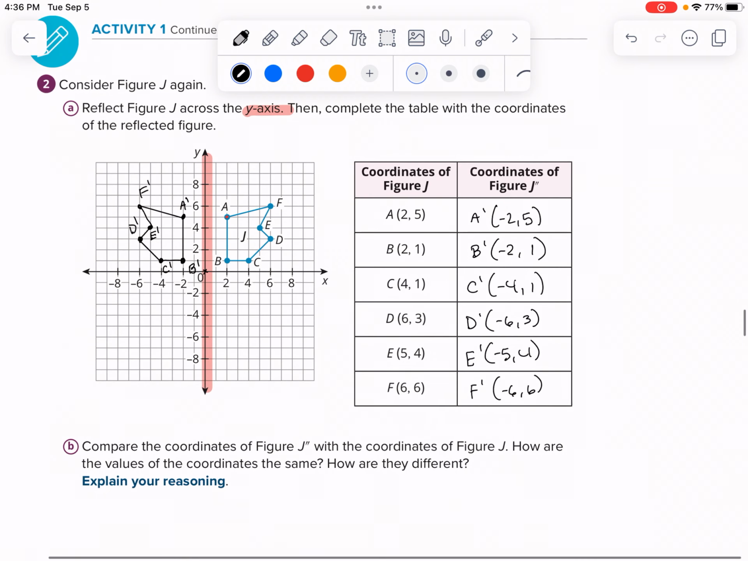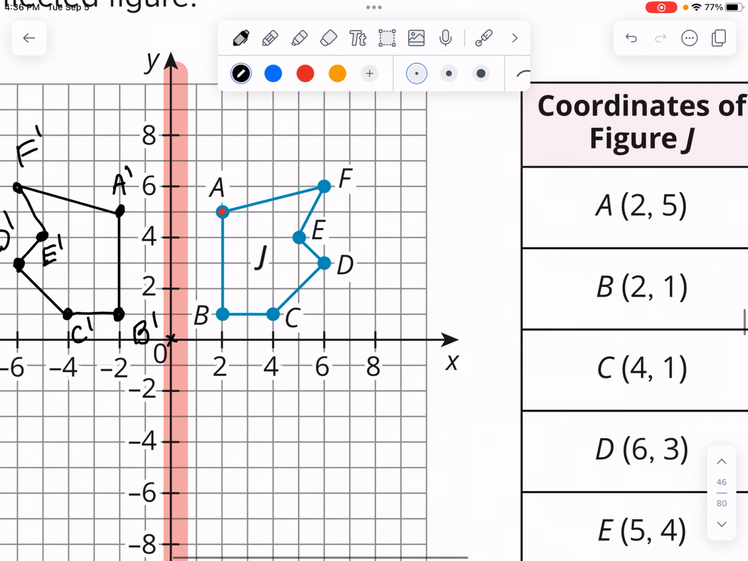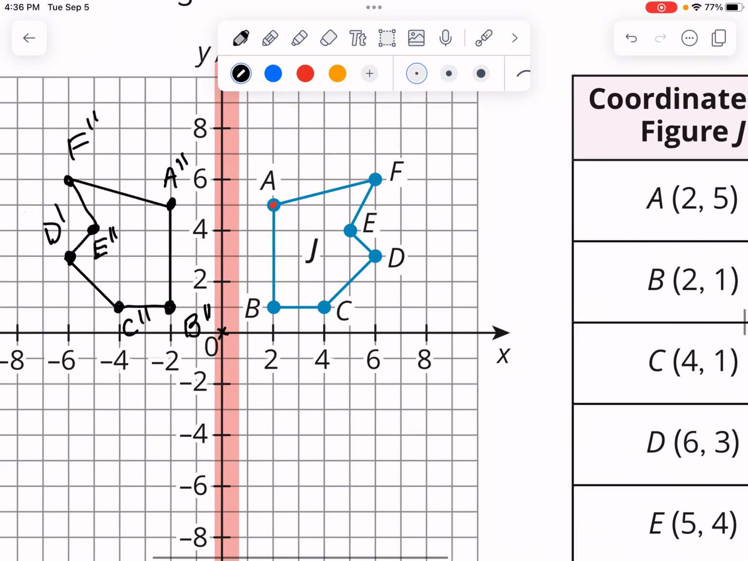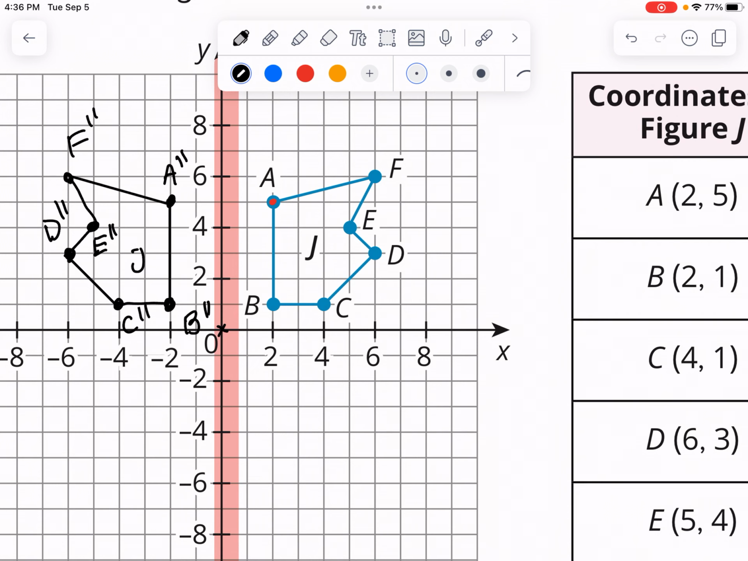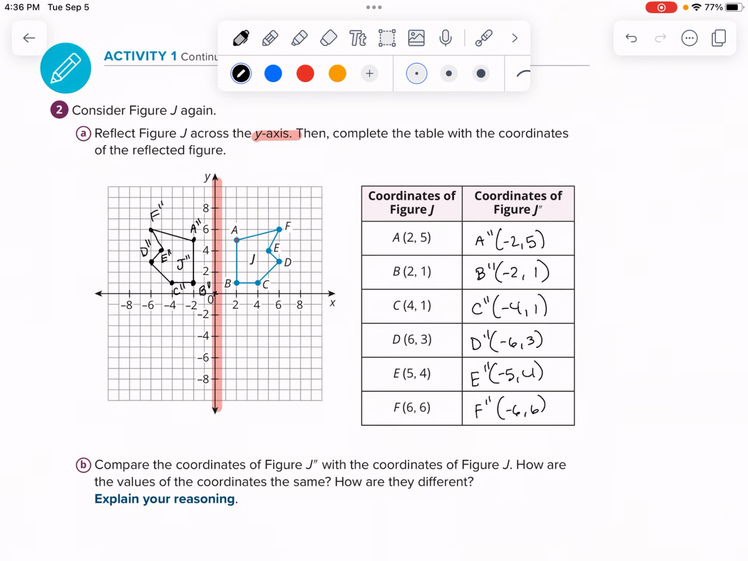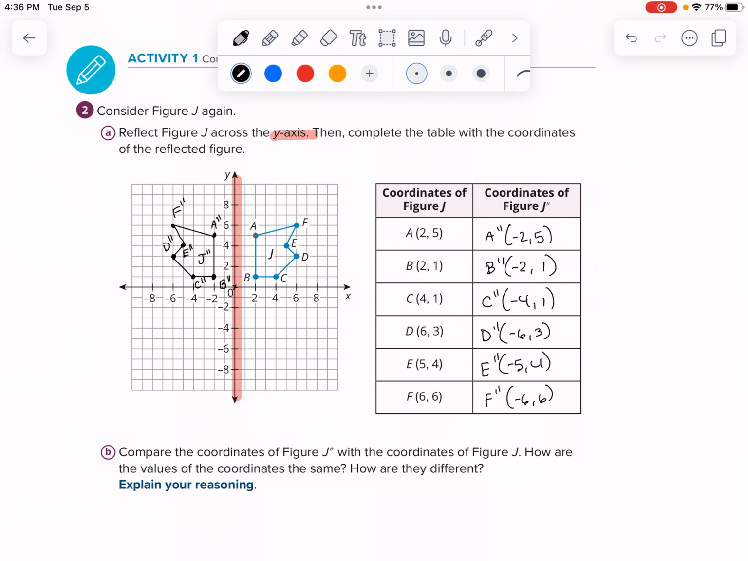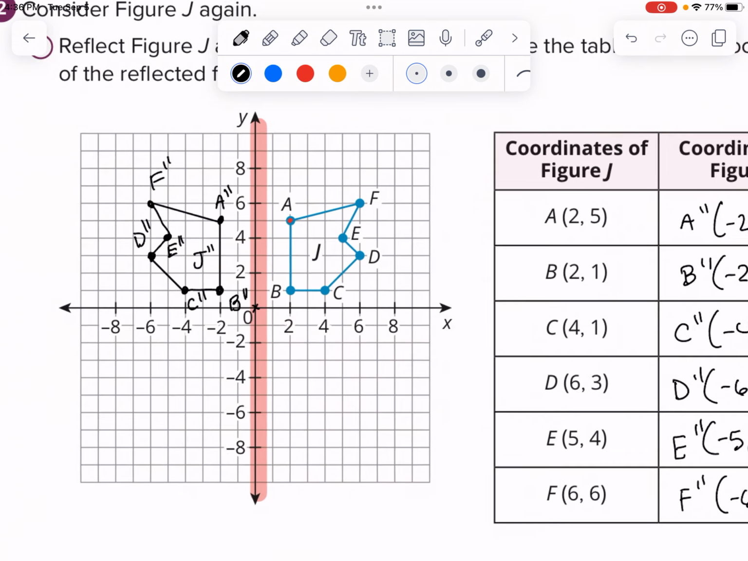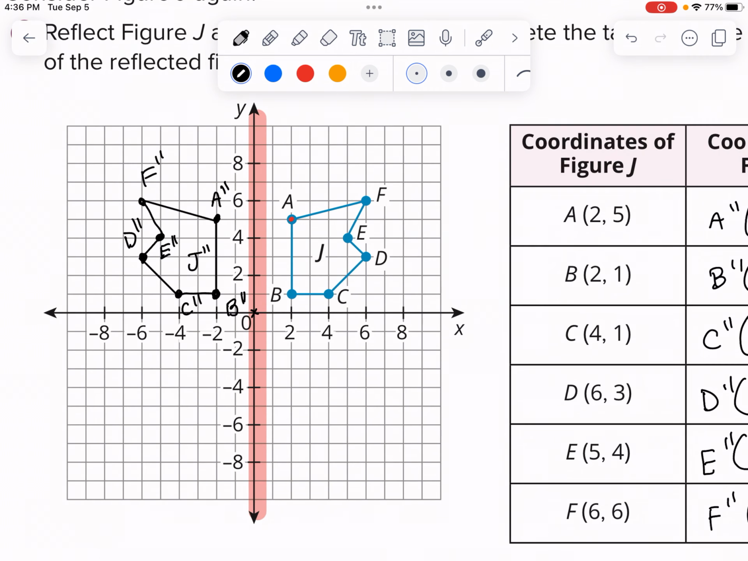Okay. And this actually should technically be double prime. Sorry about that, because this is the second transformation that we're doing. So this is figure J double prime. Let me fix those primes here. Okay, right, so perfectly symmetrical. If you fold your paper at this red line, you're going to see that the figure in blue, figure J, matches the black figure, figure J double prime.